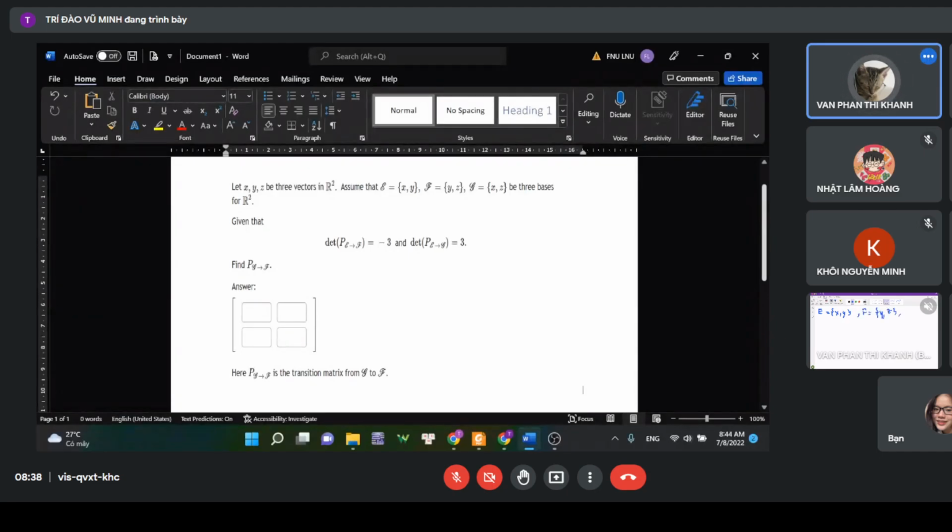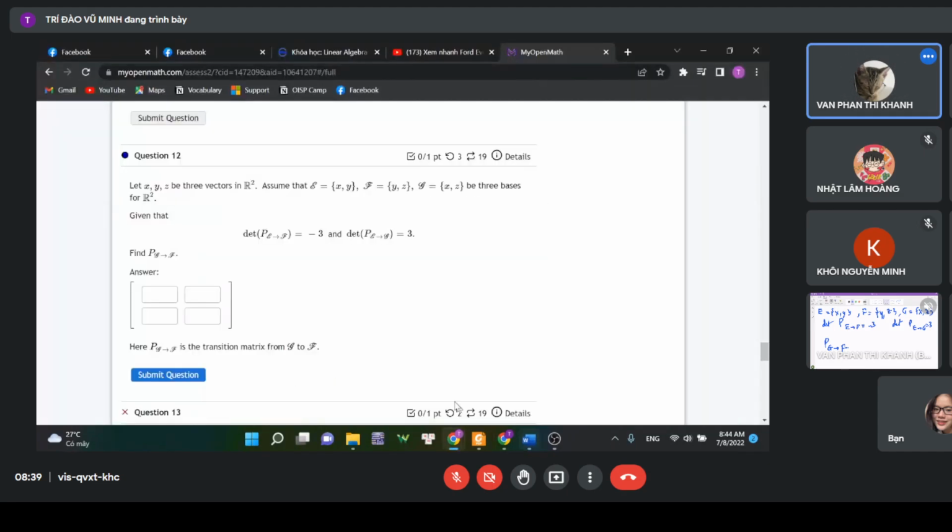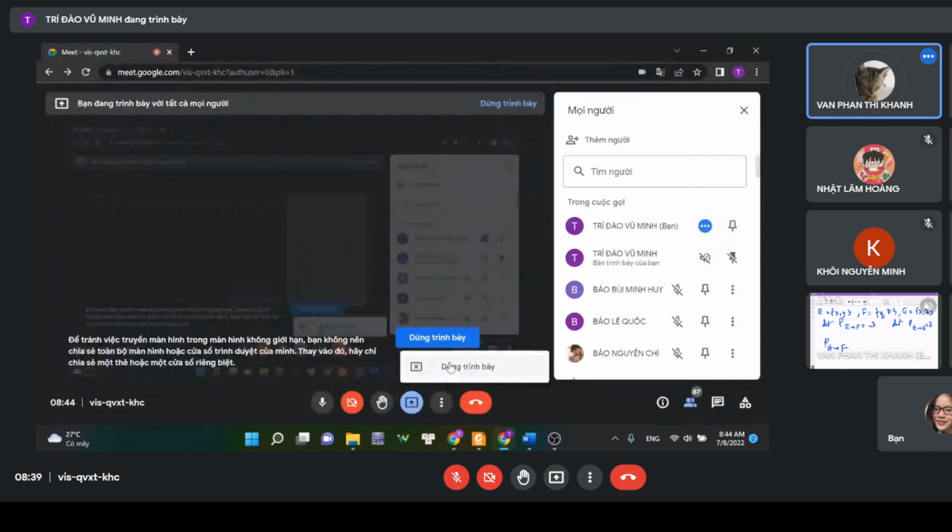I just see that E, F, G, right? X, Z. And you say that P from E to F is -3. That of this matrix and that of P, E to G is 3. And you have to find the transition matrix from G to F, right? G to F. Okay, so I share my screen now. Please wait.